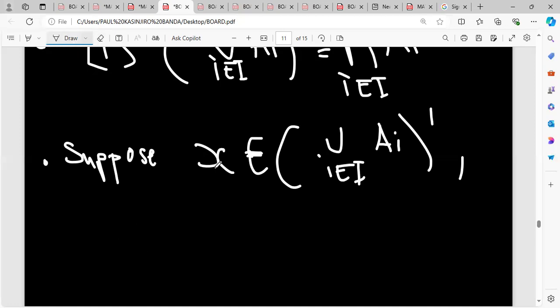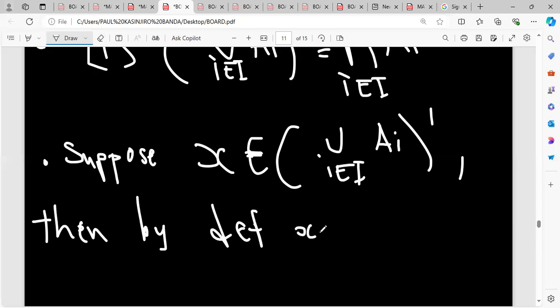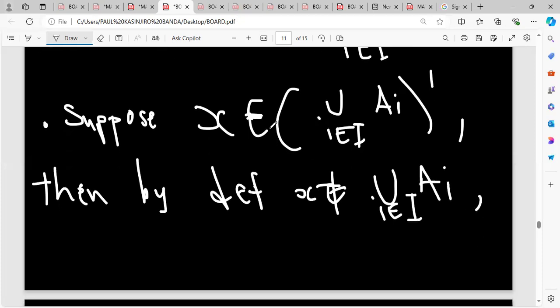So here they're saying, suppose that x is a member of this. Then by definition, I'll just write DF, x will not be a member of this actual set because it's a member of its complement. It cannot be in both the complement and the actual set. So suppose that x is a member of this, then it means that x is not a member of the actual set there. You've seen here we've removed the complement there, right?